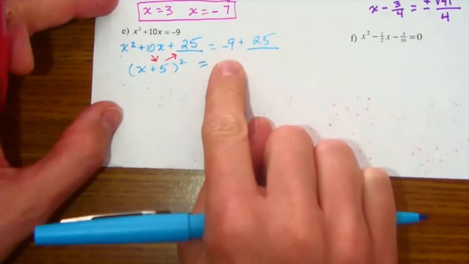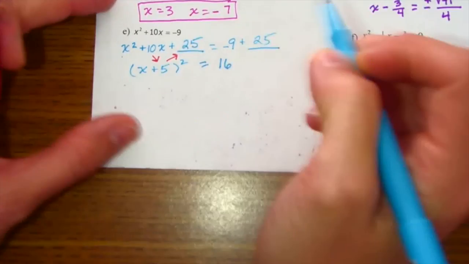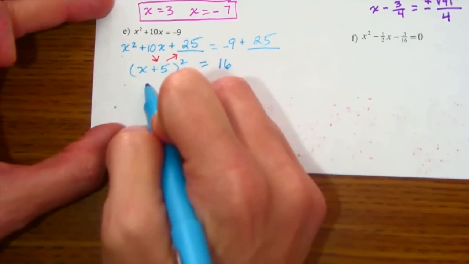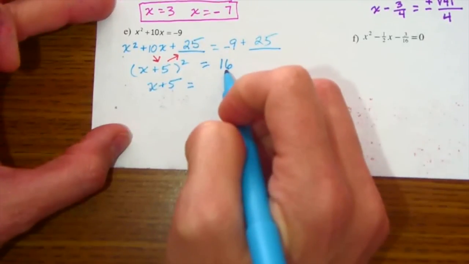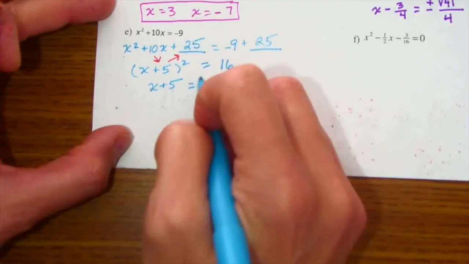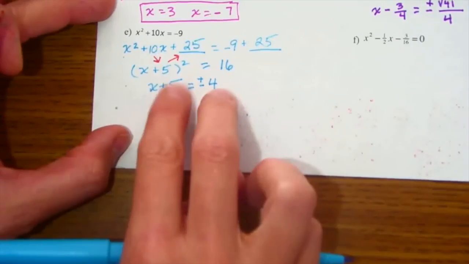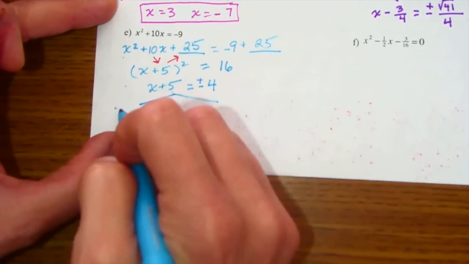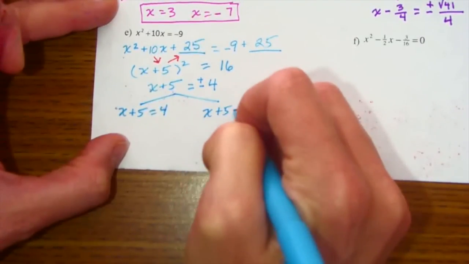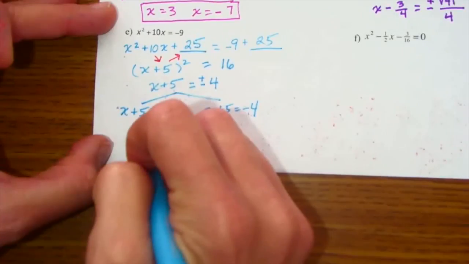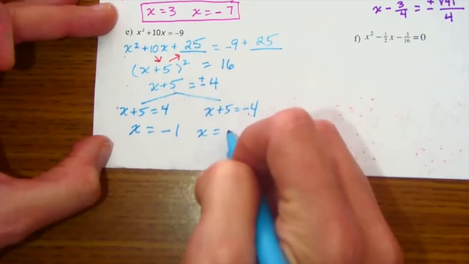Then negative 9 plus 25 is 16. So then when we take the square root of both sides, we're left with x plus 5 on the left-hand side equals the square root of 16 is 4, but we have to add that plus or minus. And then it's always helpful when you get an equation with like terms, it is helpful to split that into 2 equations. So x plus 5 equals 4, x plus 5 equals negative 4, and then x equals negative 1, and x equals negative 9.